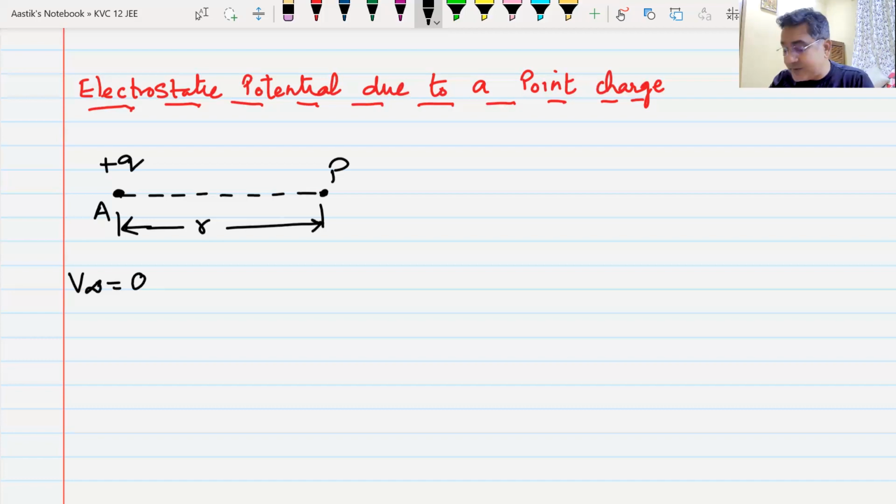The potential of this point P is given by KQ by R. That is what is important. Since this is a positive charge, it will be plus KQ by R. And remember, the potential of infinity is taken as 0 in this case, because if this is not there, we cannot define the absolute value. The potential of point P is plus KQ by R. Okay, do we understand this?